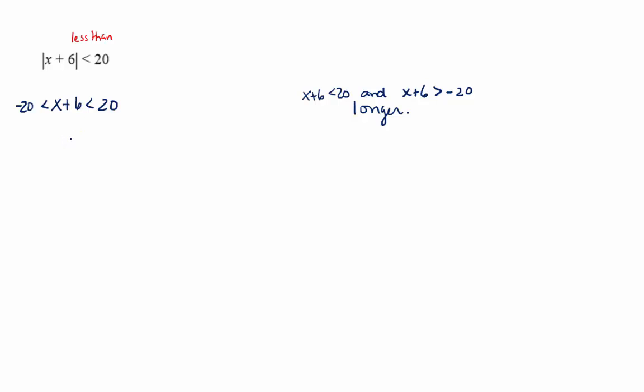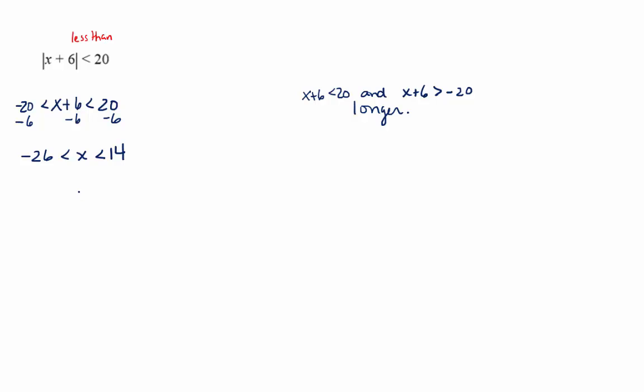You still have to get x by itself. Don't let it trip you up that there's 3 parts now instead of normally we only have 2. You just work on all 3 sides. So I'm going to subtract 6 to get x by itself. I subtract it on all 3 sides. Negative 20 minus 6 is negative 26 is less than x is less than 14. And you're basically done. Okay, we just have to write it in interval notation.